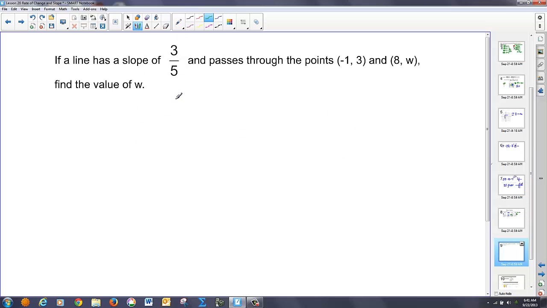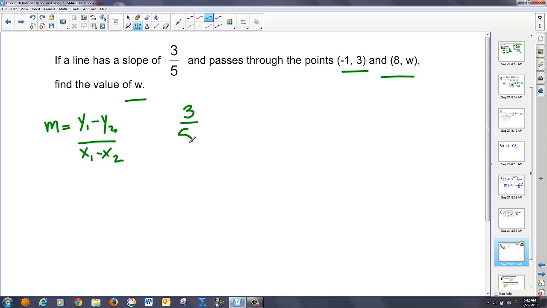If a line has a slope of 3/5 and passes through these 2 points, what's going to be the value of w? So we know that slope m is equal to y1 minus y2 over x1 minus x2. And I have my x and y points, and I have a slope. So what I'm going to do is write out this equation. 3/5 for my slope is equal to the difference of the y's, so that's 3 minus w over -1 minus 8.